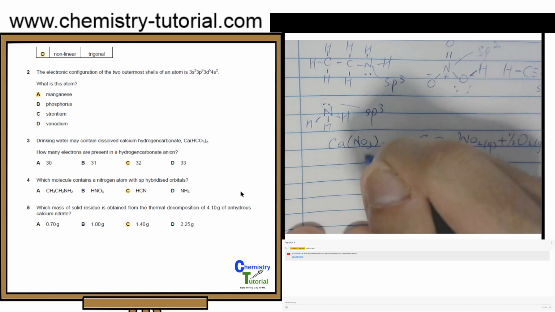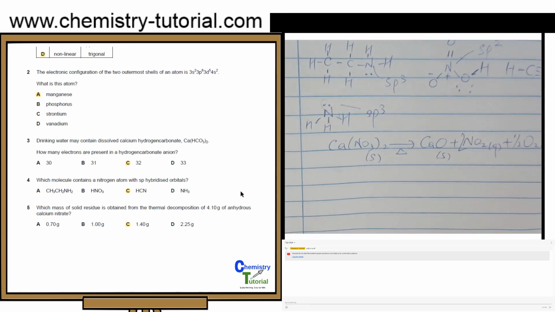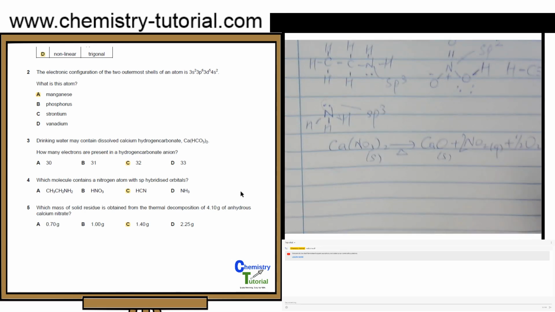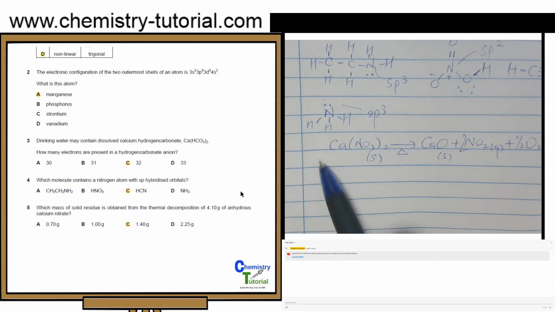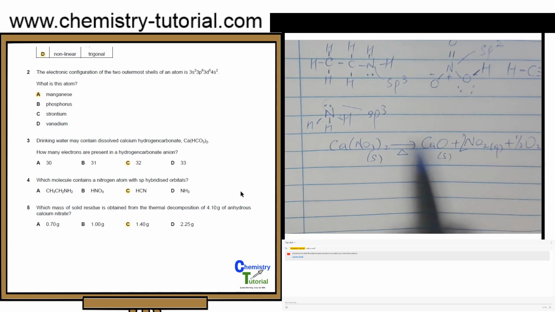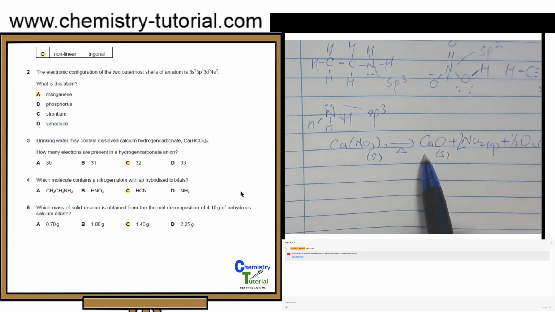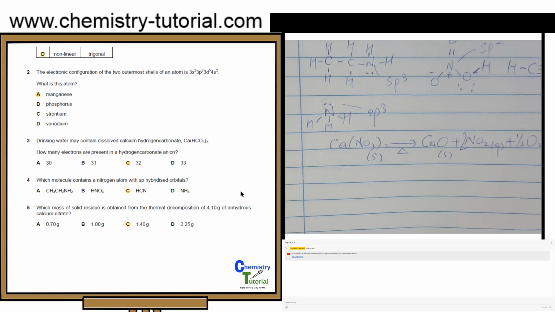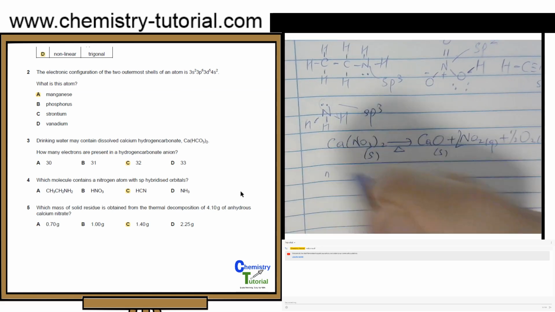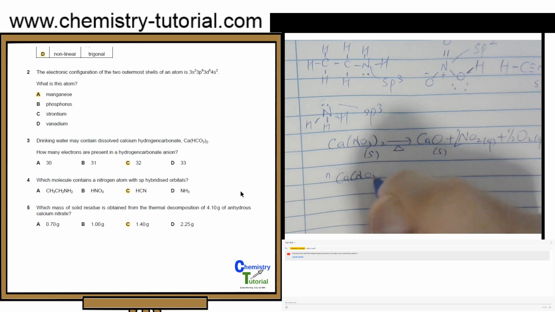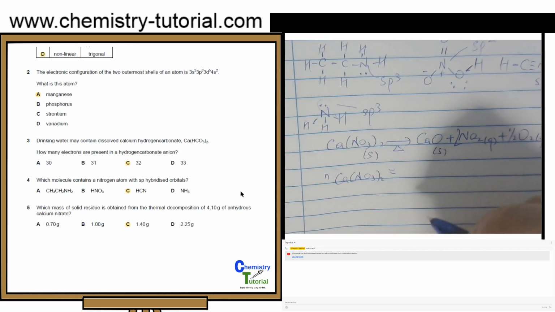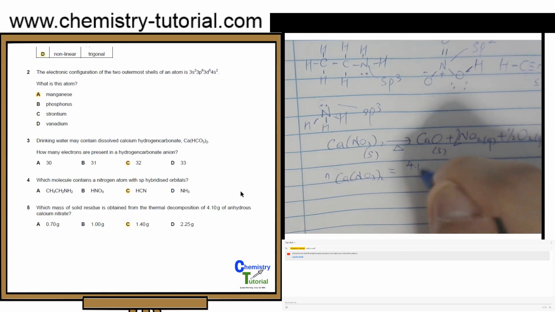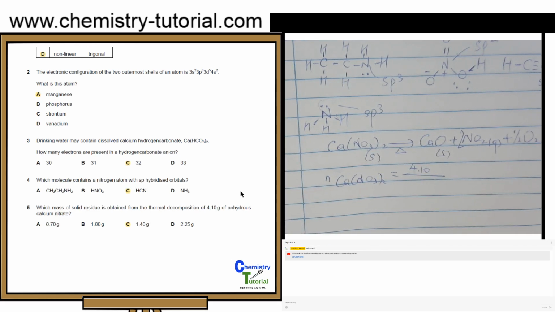Calcium oxide is a solid. In this case, our calcium nitrate is also solid. So now, this is a balanced chemical equation. So 1 mole of calcium nitrate produces 1 mole of calcium oxide, and this is our solid residue. So first, we need to determine the number of moles of calcium nitrate by using the formula mass over Mr. So the mass is 4.10 grams over the Mr of calcium nitrate.